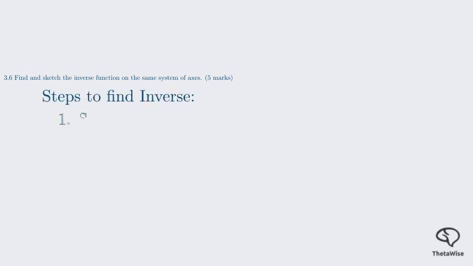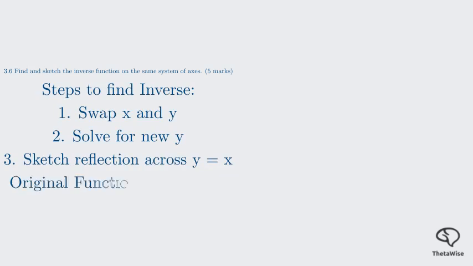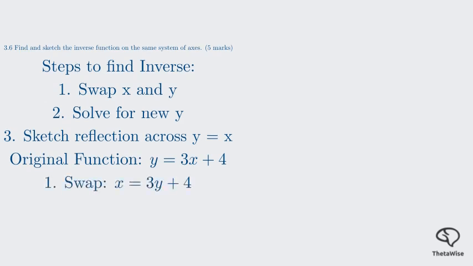Let's list the steps. First, swap x and y. Second, solve for the new y. And third, sketch the reflection. We start with our original equation, y equals 3x plus 4. Step 1, swap x and y. This gives us x equals 3y plus 4.